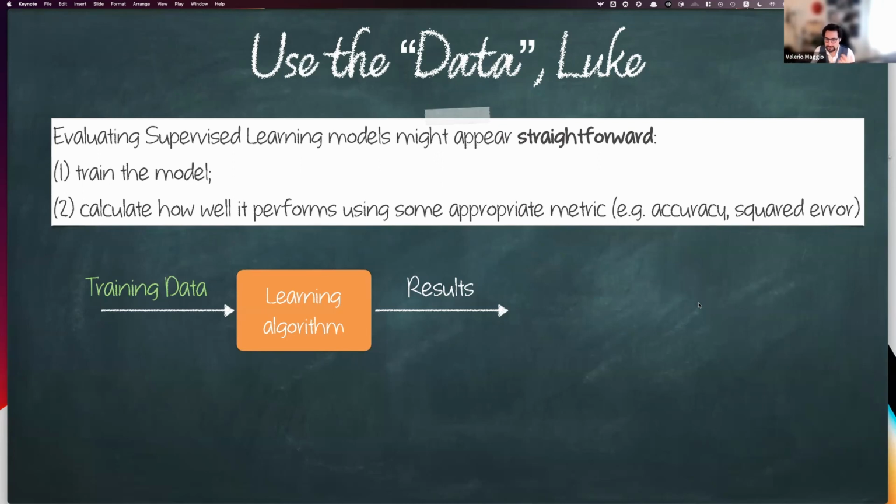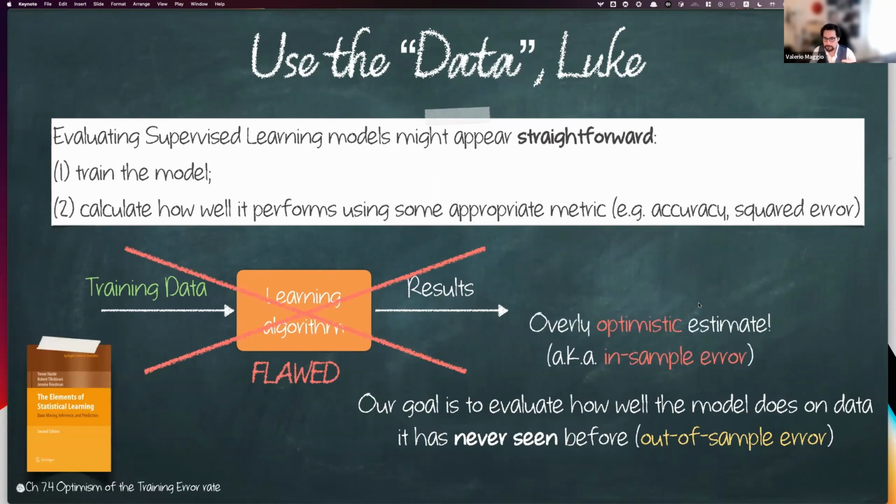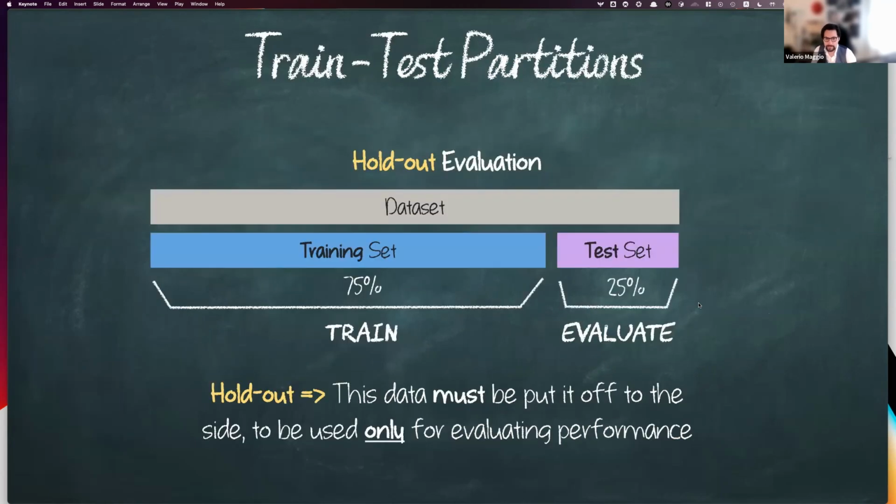Well, actually, this is not the right way of doing it, because this would be an overly optimistic estimate, also known as in-sample error. Your goal is not to evaluate the model on data you have right now, the training data. You want to evaluate your model on data the model has never seen before, or in other words, data the model will see in the future. That's technically called the out-of-sample error. So how do we do that?